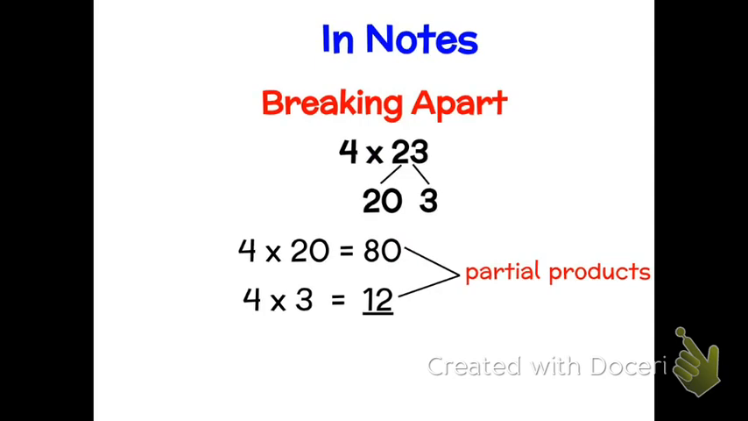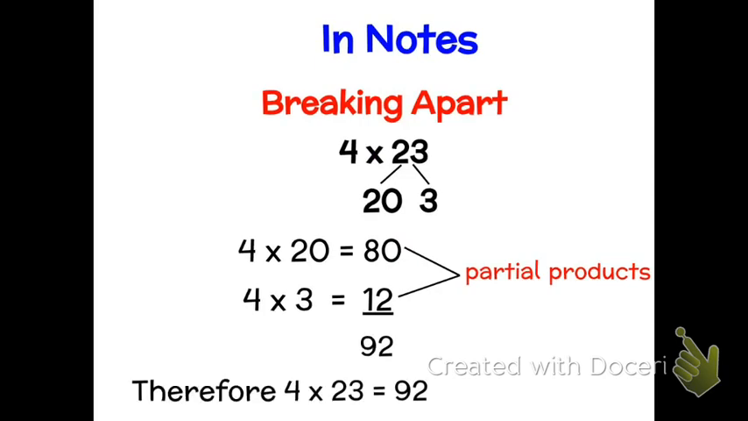With partial products, it's really important that we remember to then add our partial products together. So 80 plus 12 would give me an answer of 92. Therefore, 4 times 23 equals 92. In your notes, I would really like you to have this entire example problem.